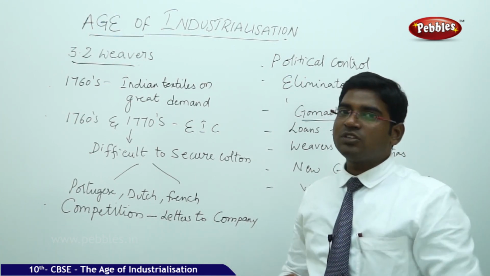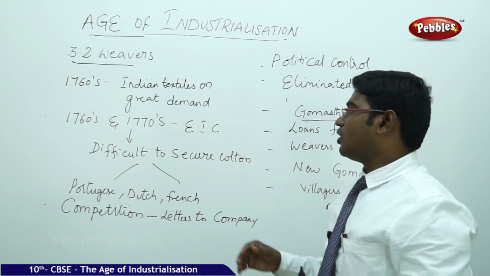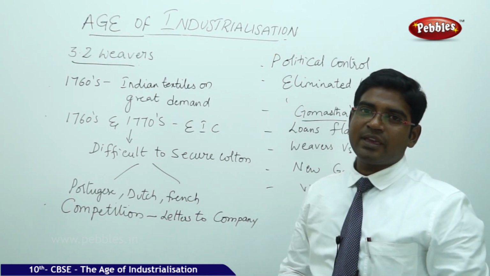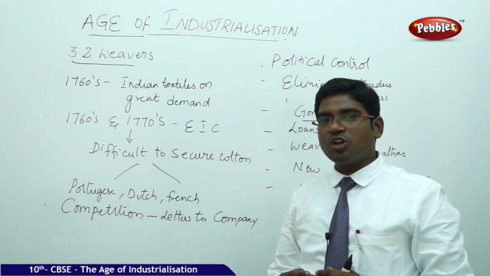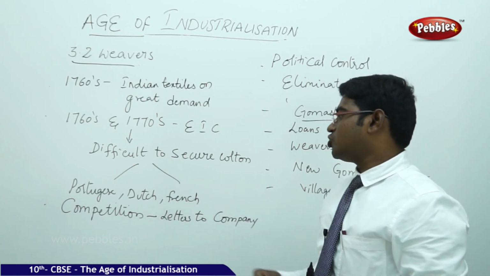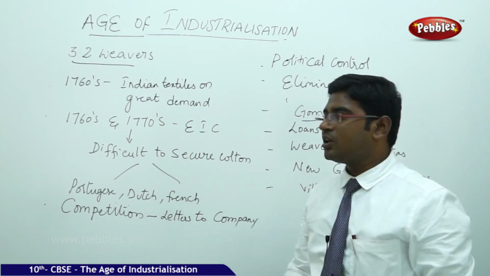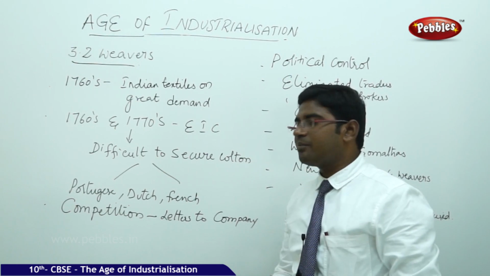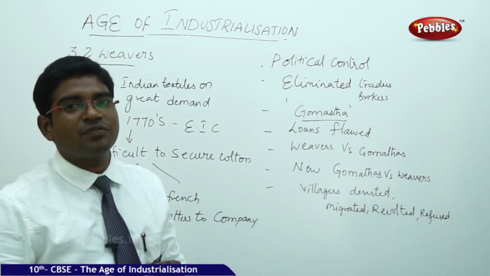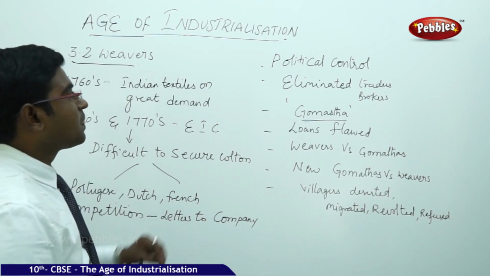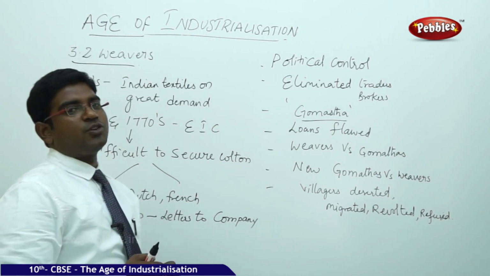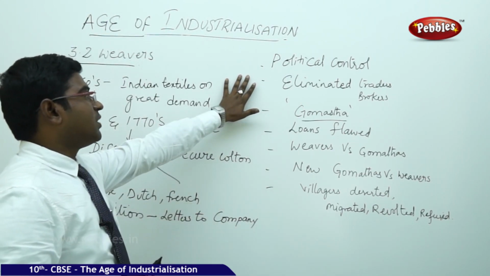the company which is located in Britain. In order to find a regular cotton supply, it was becoming a very difficult, almost impossible task for them, because they were facing competition from the Portuguese, Dutch and the French, which made it very difficult for them. And this information we got from the letters written to the company by the company officials. After getting this information, the company officials decided to gain political control first.